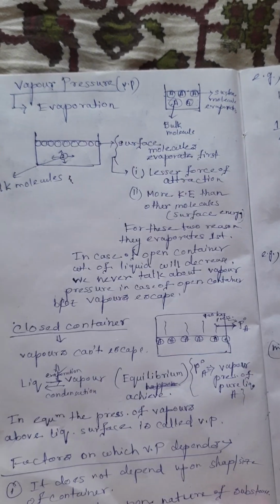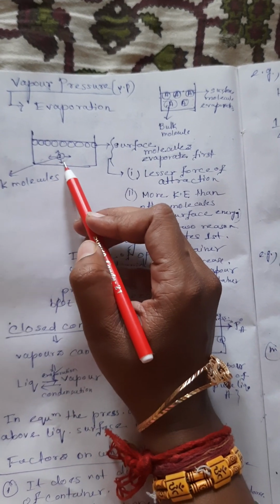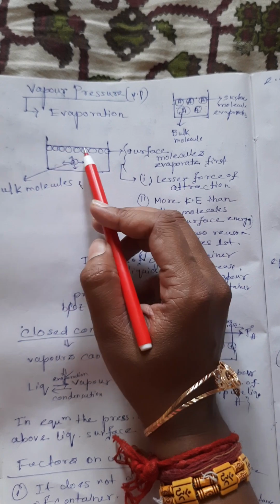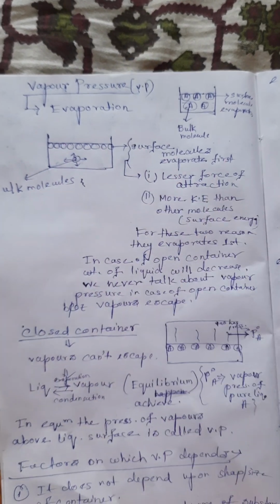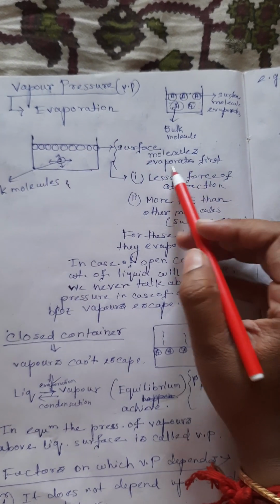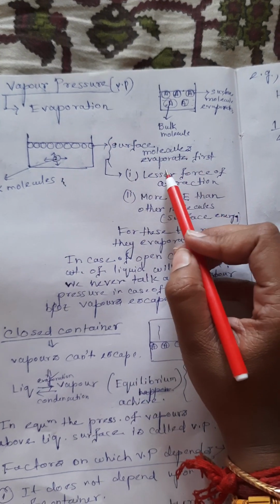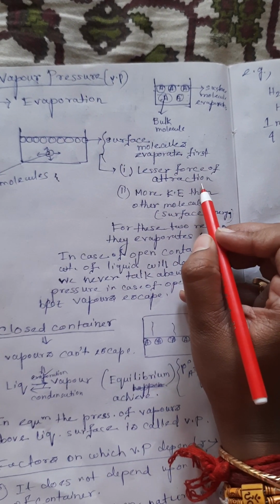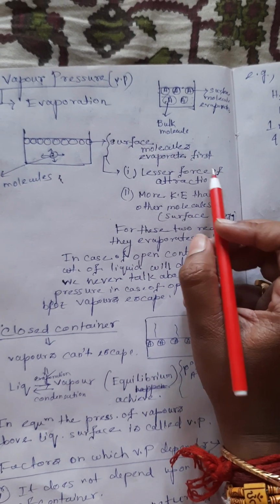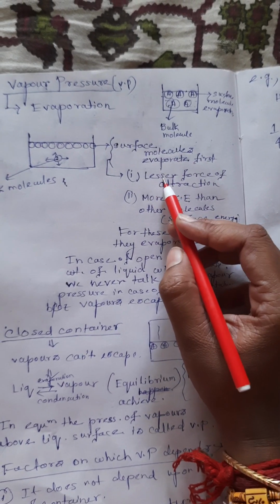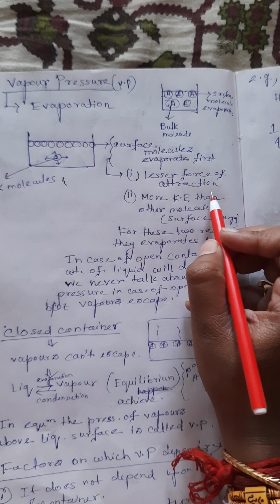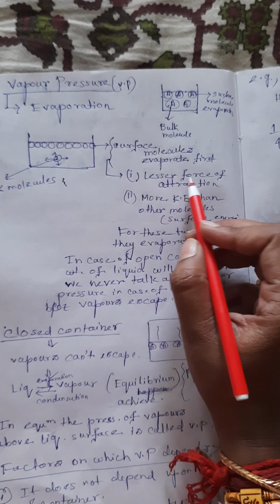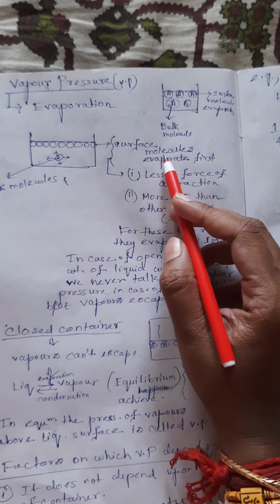See here, bulk molecules are present inside the solution, but surface molecules are present just near the surface of the solution. There are some properties. Surface molecules evaporate first. They have lesser force of attraction. That means in case of surface molecules, lesser force of attraction is created. Why is lesser force of attraction created in case of surface molecules?